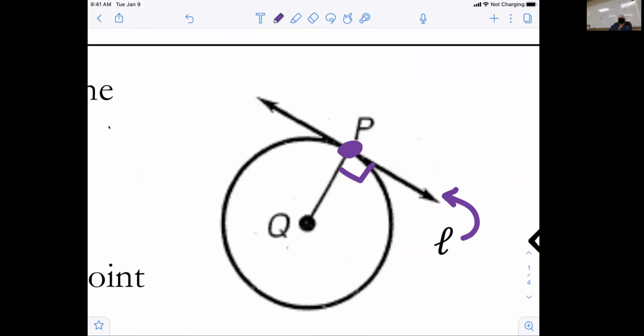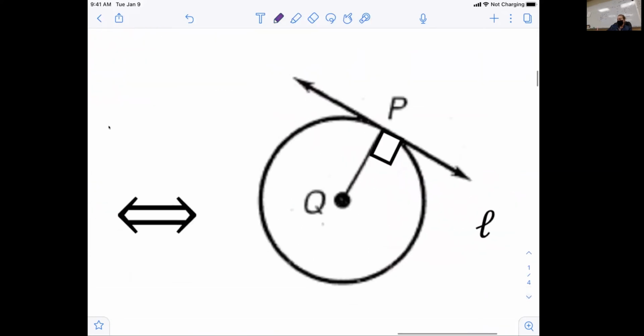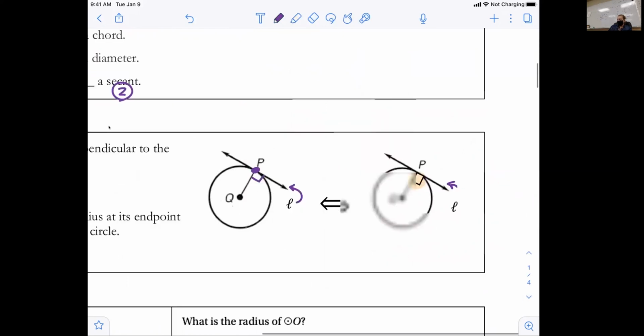So because I know it's tangent, then I know that it's a right angle. I can also go the other way. I can also go backwards and say, if I know that it's a right angle, then I know that L is tangent. So if I already know that they're a right angle, then I can assume that this line is tangent to the circle. Okay, I got a couple blanks to fill in.